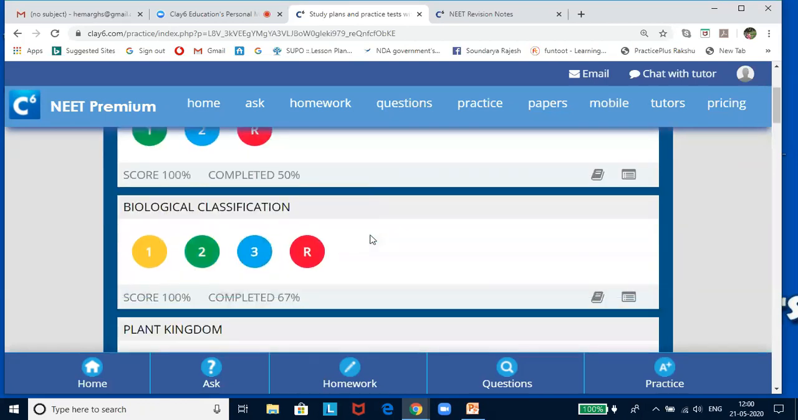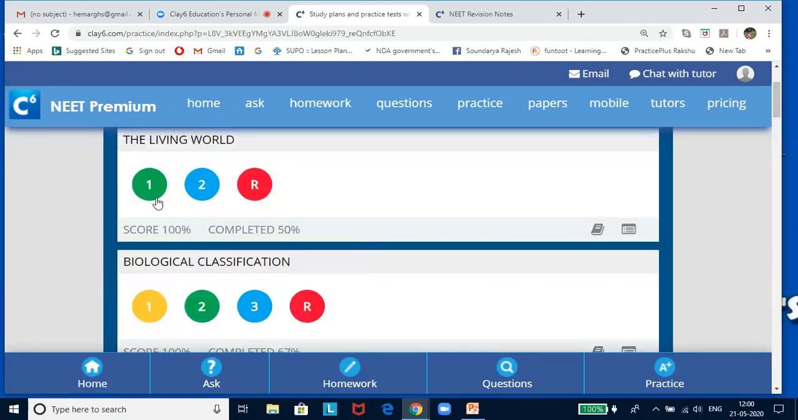Now, you can see different colored bubbles. Each bubble is a test. Now, if you look at the green bubble, it indicates that the test has been completed. But you can always visit the test again any number of times, either to revise or if you have scored less marks, if you want to see whether you are able to recollect, you can still visit the test again and again. If it is a blue bubble, it is indicative that you have not yet taken the test.